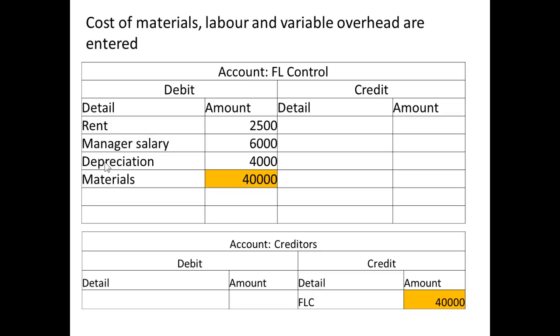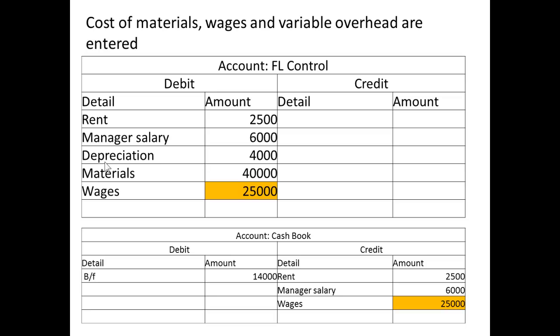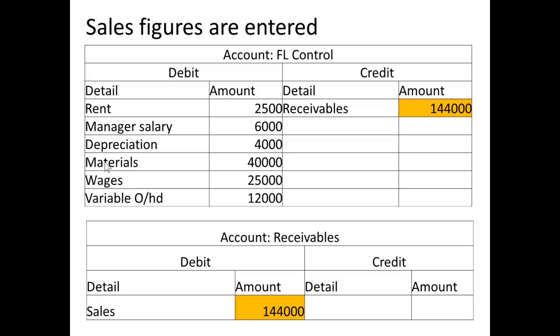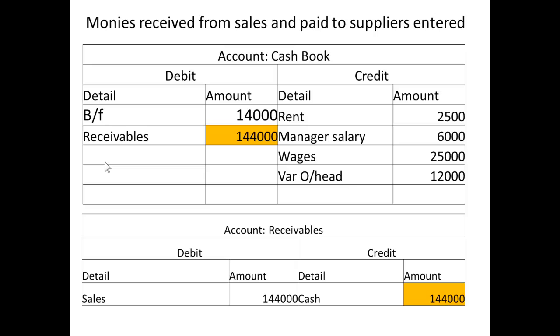And cost of materials, labour and variable overhead now have to be entered. So materials will go first of all a credit of 40,000 to the creditors or the payables and debit the control account with 40,000. Wages, we'll debit the control account with the amount for wages, and of course we'll credit the cash book here. And the variable overhead, we'll debit the control account with 12,000 and credit the cash book with 12,000. Right, now let's enter our sales figures, which first of all will be receivables. So we will credit the control account with the 144,000 and debit the receivables.